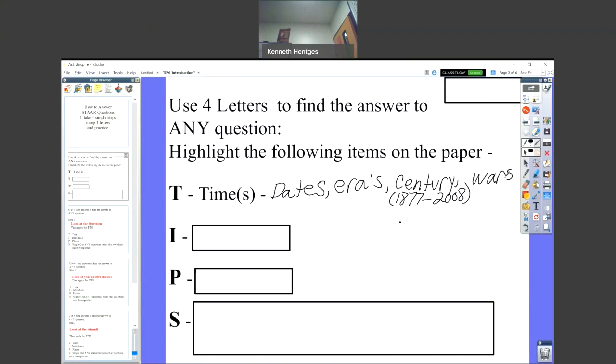We group our history around war. We got World War I, we got World War II, we got the Cold War. There's a few other wars in there that you're going to need to know.